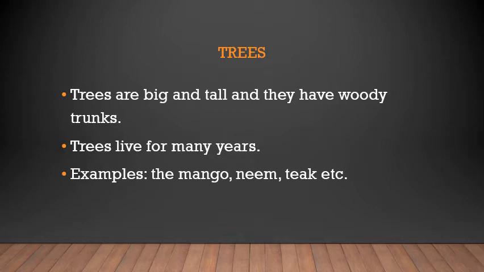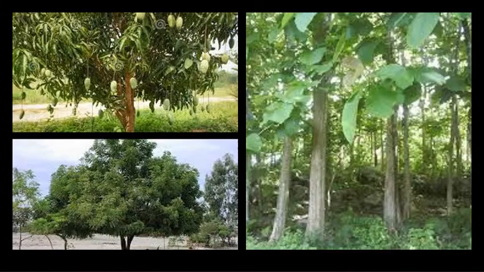What are trees? Trees are big and tall plants that have woody trunks. Understood? Then what are the examples of trees? Examples of trees are the mango tree, neem tree, and teak tree. Here are the pictures. First picture is the mango tree. Below that is the neem tree. Third one is the teak tree. See how they are huge, they are big. They have the woody stem also, woody trunks.